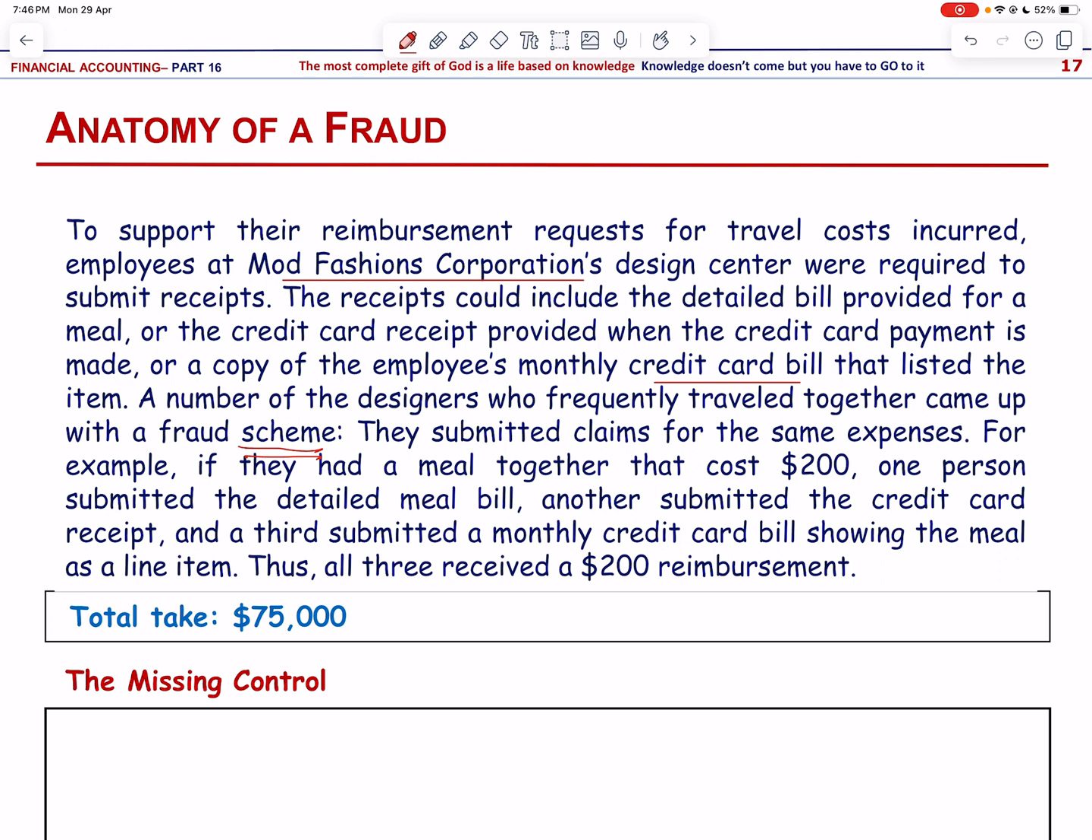For example, if they had a meal together that cost 200, one person submitted the detailed meal bill, another submitted the credit card receipt, and the third submitted a monthly credit card bill showing the meal as a line item. Thus, all three received a $200 reimbursement. The take was 75,000 in this case. So the missing control is the documentation procedures. Mod Fashion should mandate the submission of original detailed receipts instead of photocopies or credit card statements. Additionally, they could enhance documentation procedures by enforcing the use of corporate credit cards for all business expenses rather than personal credit cards.